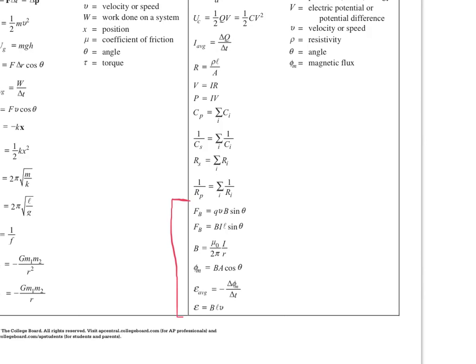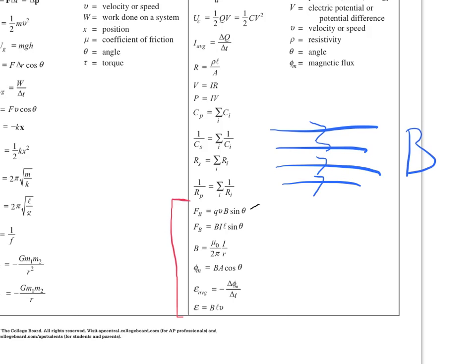The first equation is for a charged particle moving in a magnetic field. So if I've got, say, a magnetic field this way, and a charged particle comes in to the field with a velocity that way, and we're just talking about one particle, maybe a positive particle, the magnitude of the force on the particle is given by QVB sine theta. You use that one a lot, and you should know it.